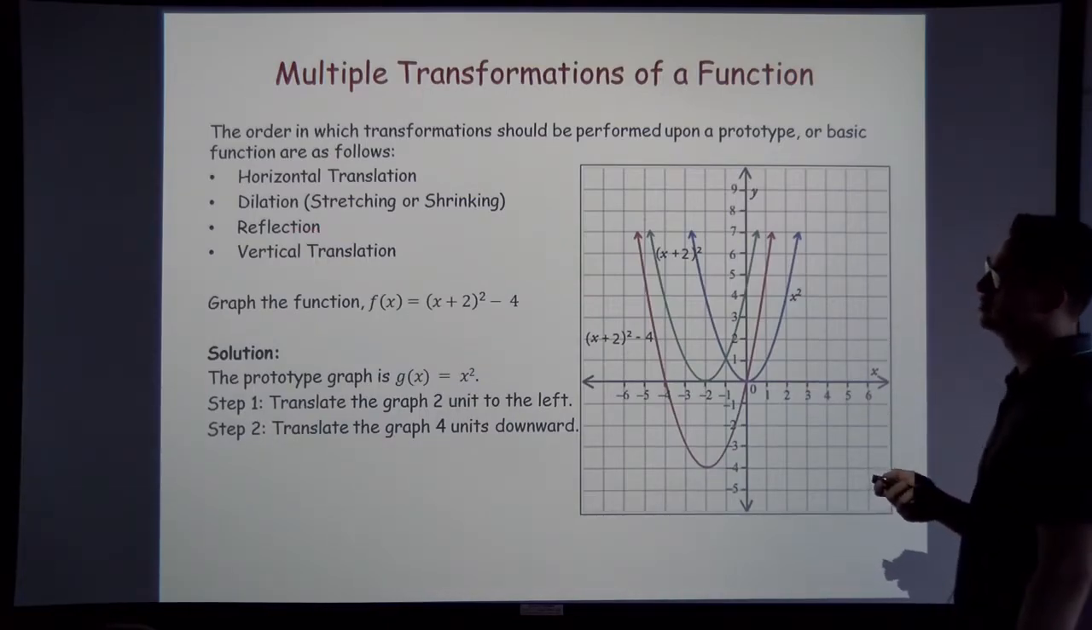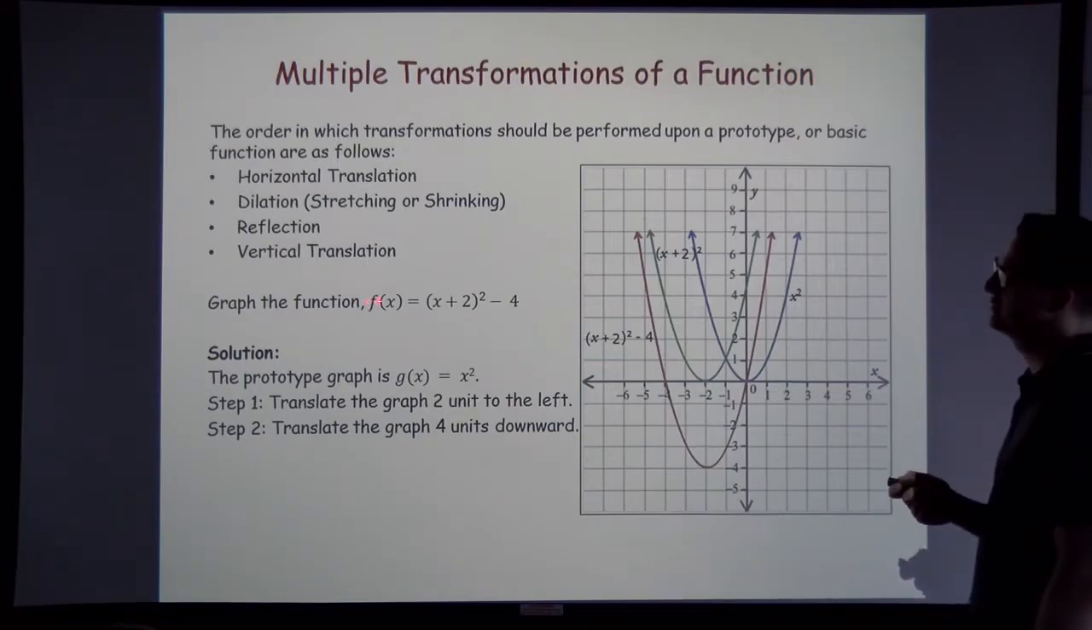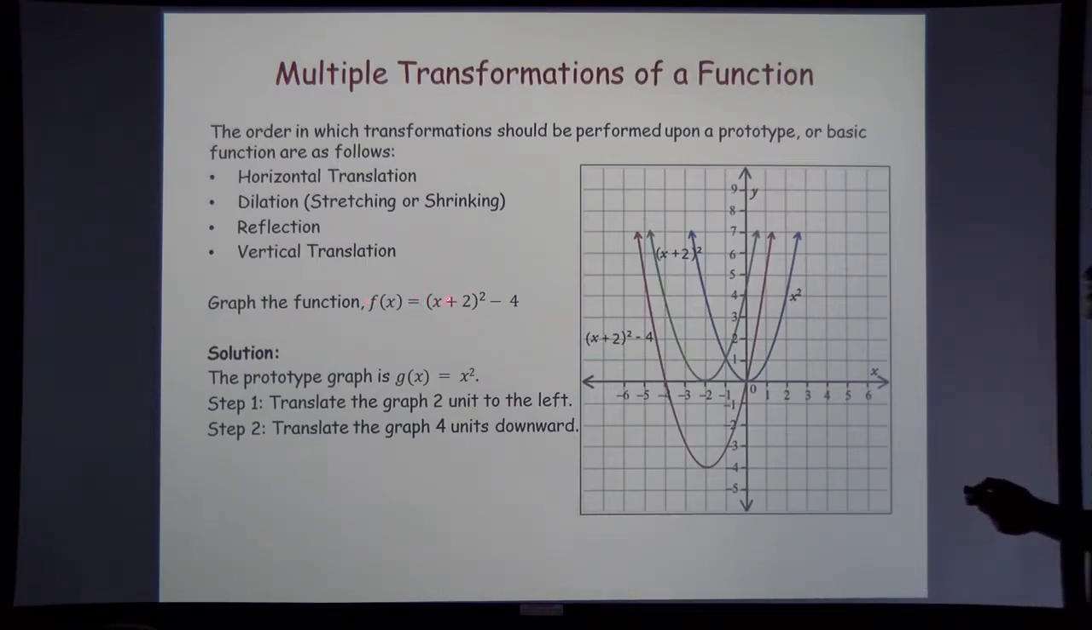So if we're given this function, graph the function f of x equals (x plus 2) squared minus 4. If we graph it, we notice our red parabola right here. Our solution: the prototype graph is g of x equals x squared. If we were to just graph x squared, our parabola is as follows with our blue line.